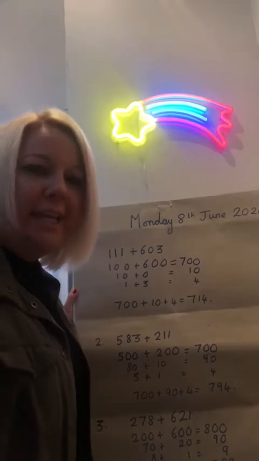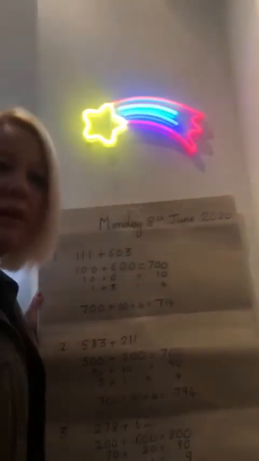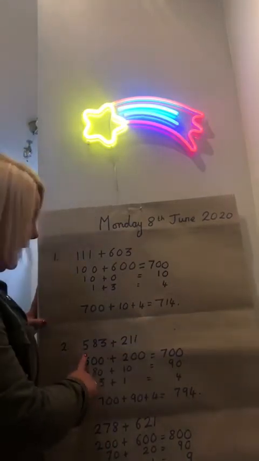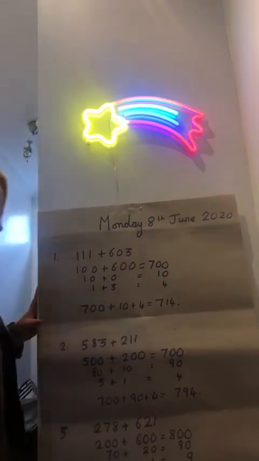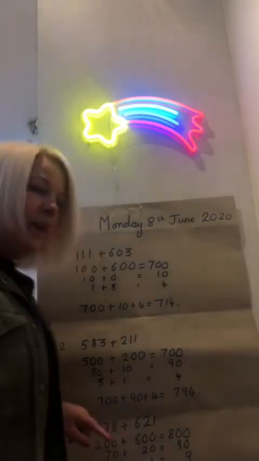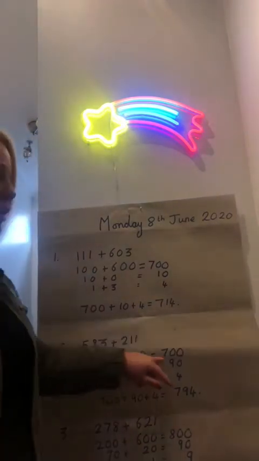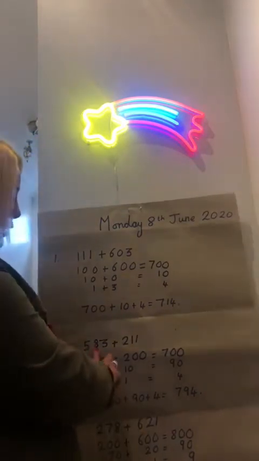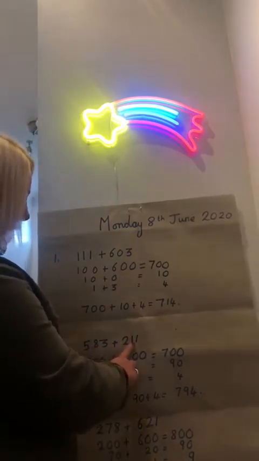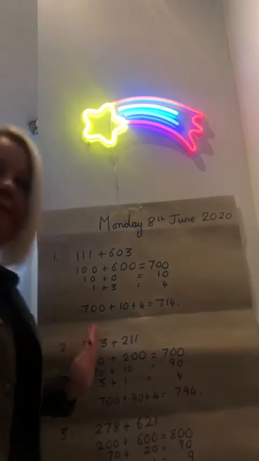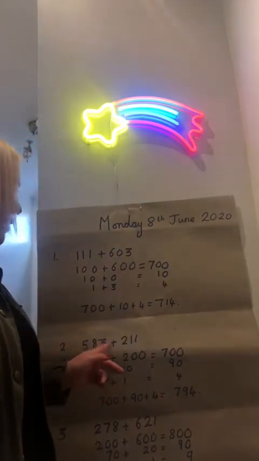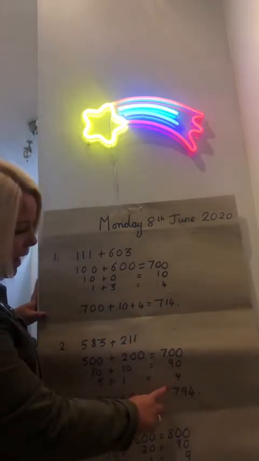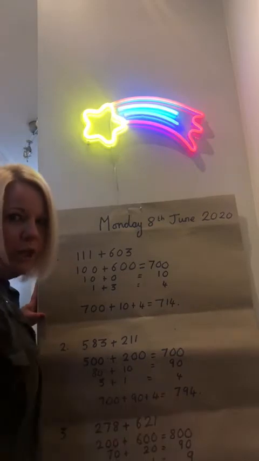I'm just going to move you over a little bit and hopefully you can see. So number 2 is 583 add 211. So again, the first step is to add the hundreds. So 500 add 200, which equals 700. Second step, the tens, this column, so 80 add 10, which equals 90. Finally, the units, 3 add 1 is 4, and then we add 700, add 90, add 4, which equals 794.